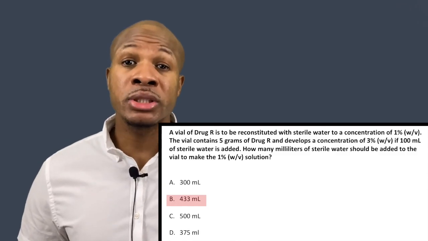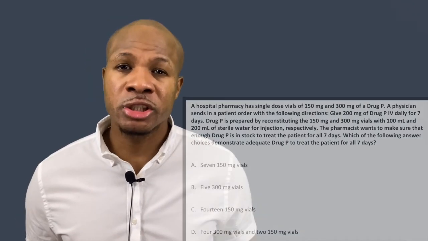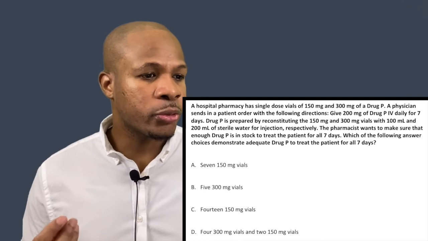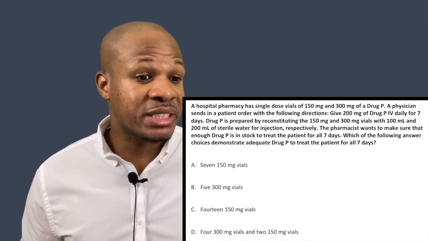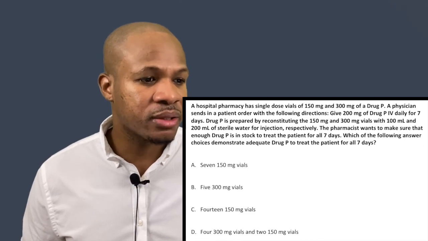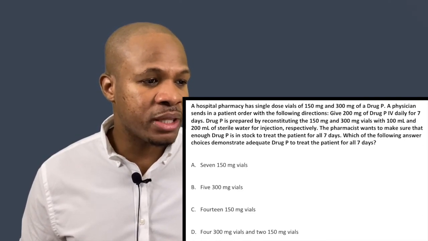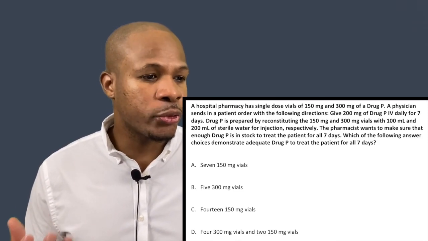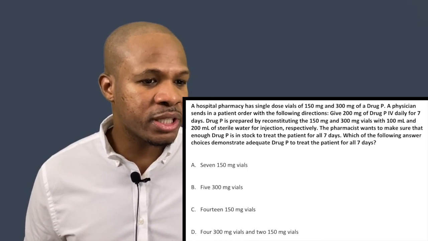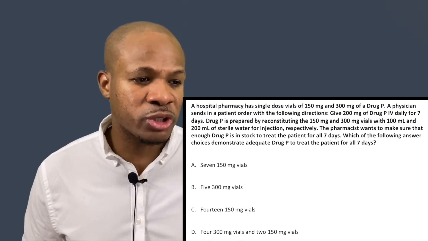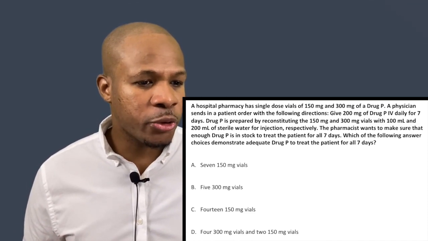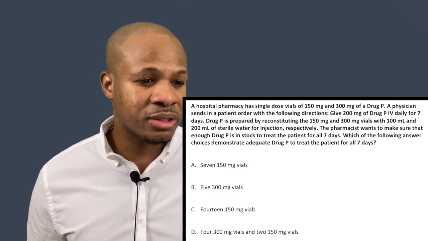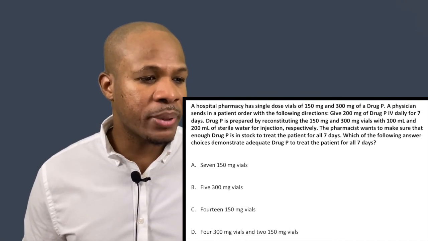All right, so let's go on to our second type of question, question number 2. Question number 2 states, a hospital pharmacy has single dose vials of 150 milligrams and 300 milligrams of a drug P. A physician sends in a patient order with the following directions. Give 200 milligrams of drug P IV daily for 7 days. Drug P is prepared by reconstituting the 150 milligram and 300 milligram vials with 100 milliliters and 200 milliliters of sterile water for injection, respectively. The pharmacist wants to make sure that enough drug P is in stock to treat the patient for all 7 days. Which of the following answer choices demonstrate adequate drug P to treat the patient for all 7 days?